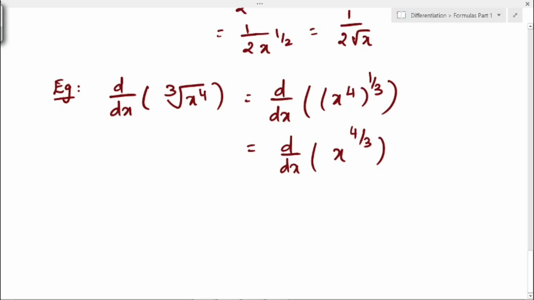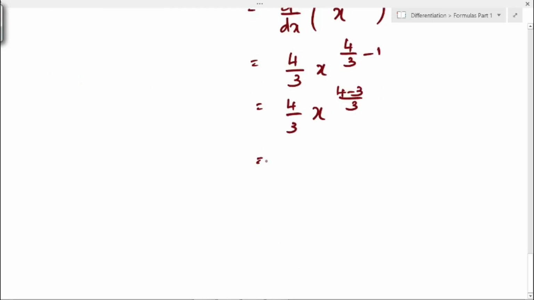Now differentiate this. This is of the form x to the power n. So if you differentiate, you will get 4 by 3 x to the power 4 by 3 minus 1. Okay. So that is 4 by 3 into x to the power 4 by 3 minus 1, right? If you cross multiply, you will get 4 minus 3 divided by 3. So if you subtract 4 minus 3, you will get 1 by 3. So the answer is 4 by 3 into x to the power 1 by 3.